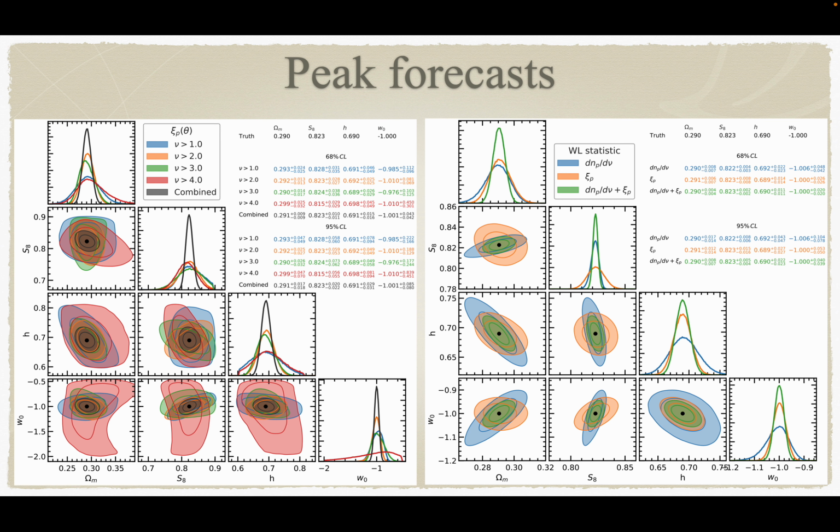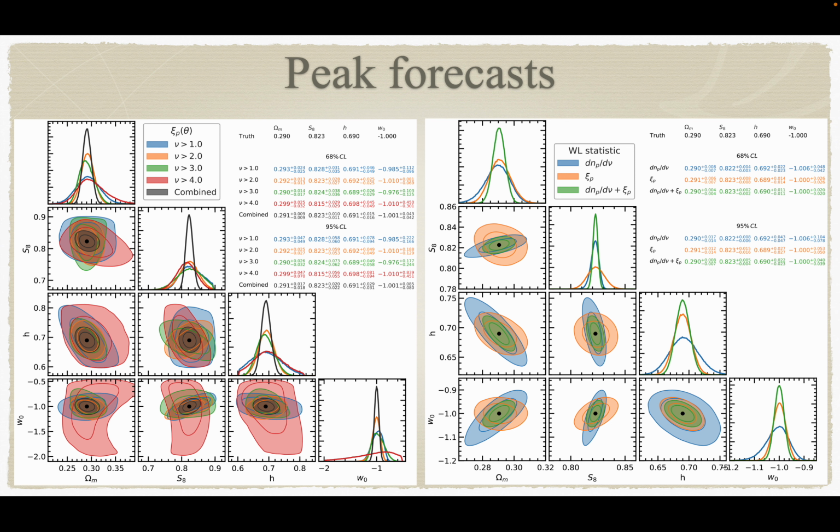Now on the right, we are comparing the peak abundance in blue to the peak clustering in orange, where we're comparing their constraining power here. What you can see is that the peak abundance seems to give tighter constraints in the omega m S8 plane, where the blue contour is narrower than the orange contour. However, the peak clustering seems to be dominating the constraints in the W0 H plane, where you can see that the orange contour is significantly smaller than the blue contour, telling us that peak clustering offers a lot of extra complementary information compared to the peak abundance alone.